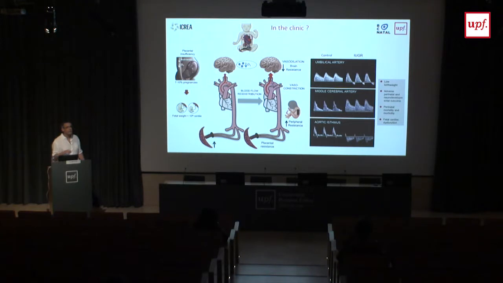So this is what you see, and you can actually measure this. When you take Doppler ultrasound of the fetus and look, for example, at the umbilical artery or the aortic isthmus, which is the connection of the ductus to the aorta, you can measure this flow reversal.